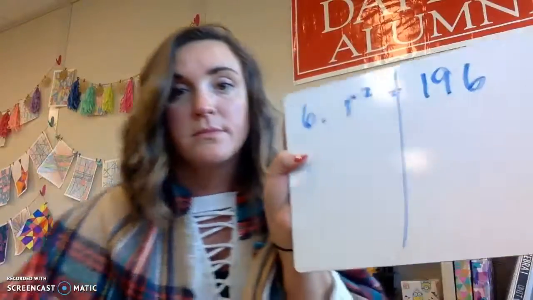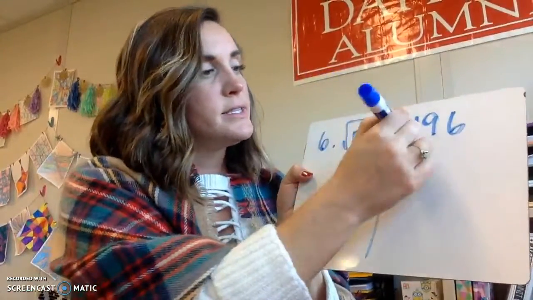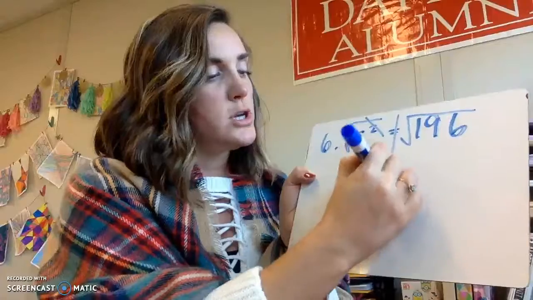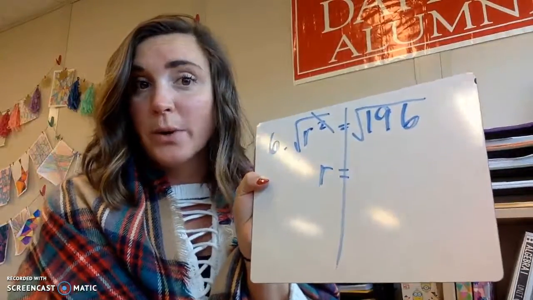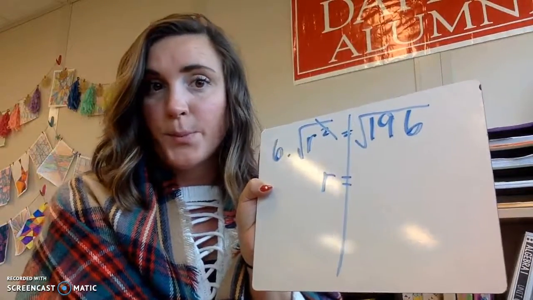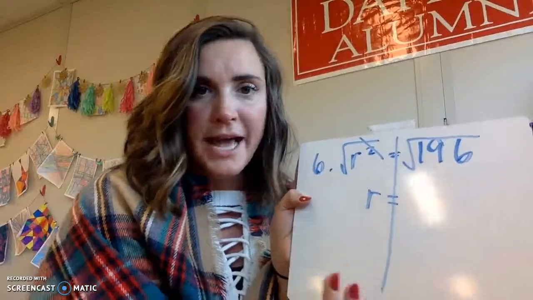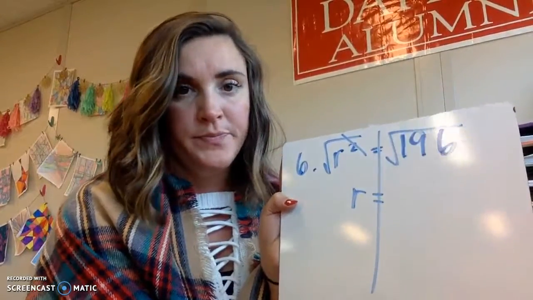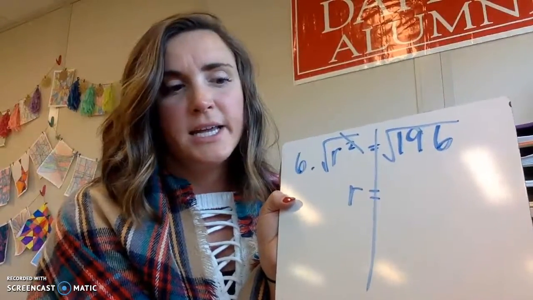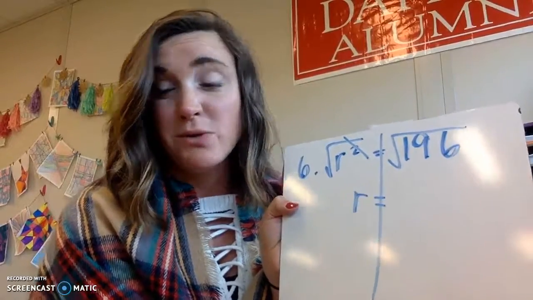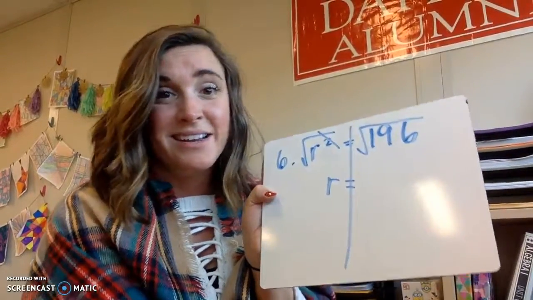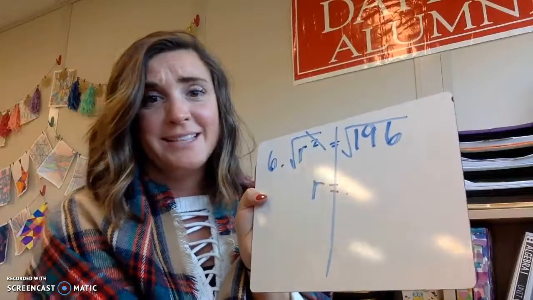Number 6, r squared equals 196. All right, square root both sides, so it's just r and not r squared. Square root of 196, any guesses? It has to be bigger than 10 because we know 10 squared is 100. We already did 289 in number 2, which is pretty big, and that was 17. So it's somewhere between 10 and 17.